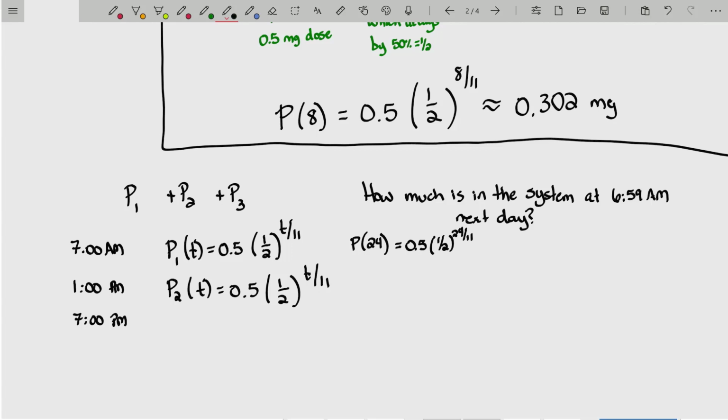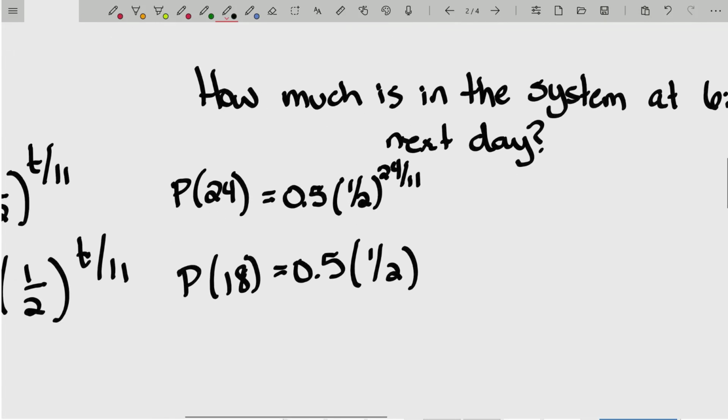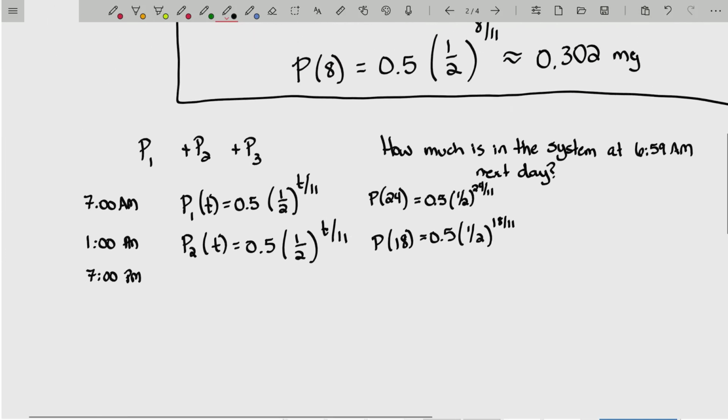And then with the second dose, well, if I take that at 1 in the afternoon, then that gives me 12 plus another 6. So 12 plus 6 is 18 hours of having that pill in my system prior to 7 a.m. the next day. So we'll deal with that as well. And by the way, this is not the only way you could do this problem. I'm just showcasing probably the way that most students will do it.